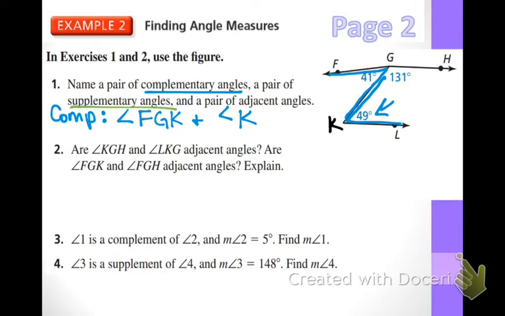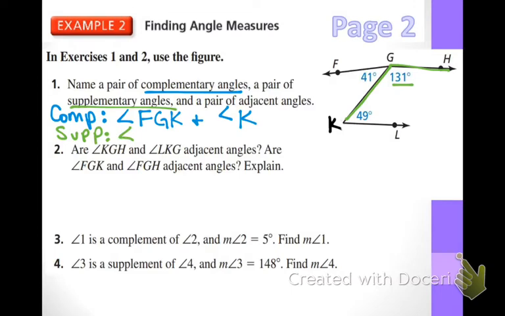Then we want supplementary angles. Supplementary angles were angles that did what? Add up to 180. So what two numbers here add up to 180? 131 and 49. Good. So let's name the 131 degree angle first. So again, I can't name it angle G because there's two angles at G. Well, what could I name it?